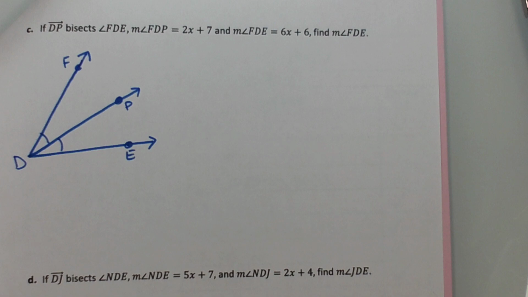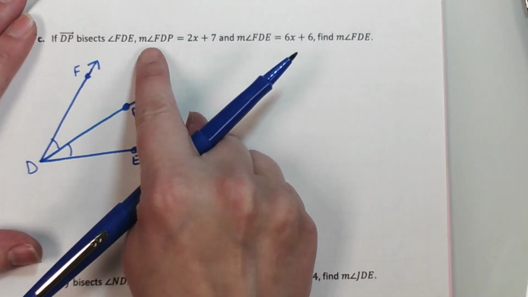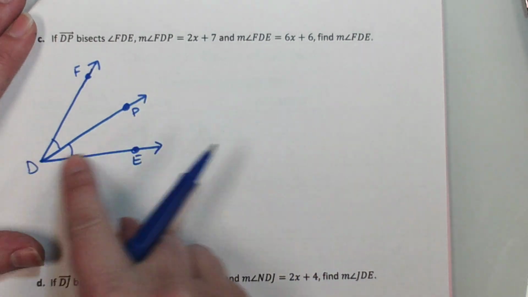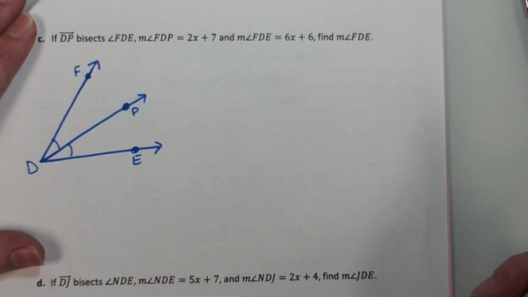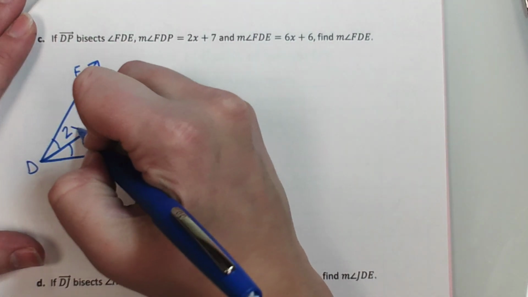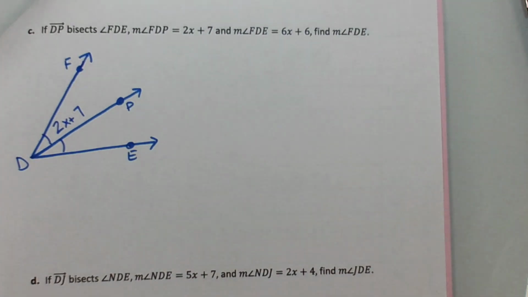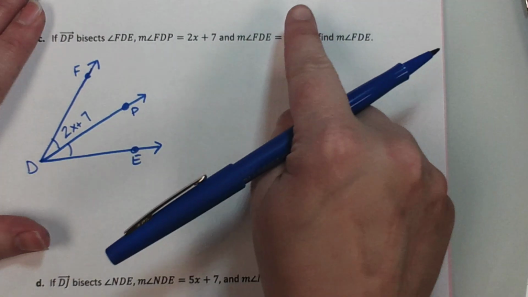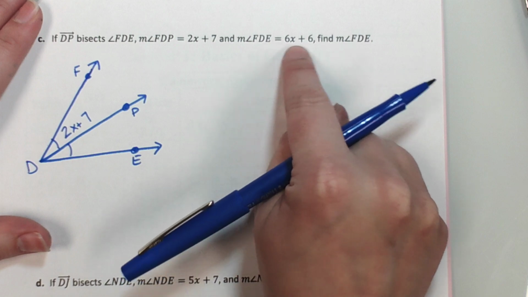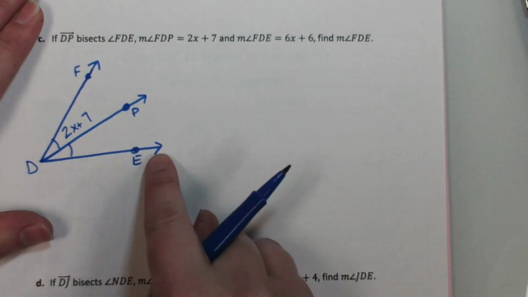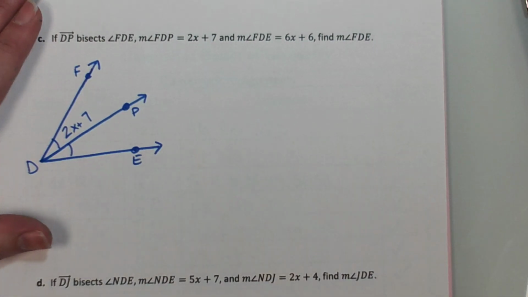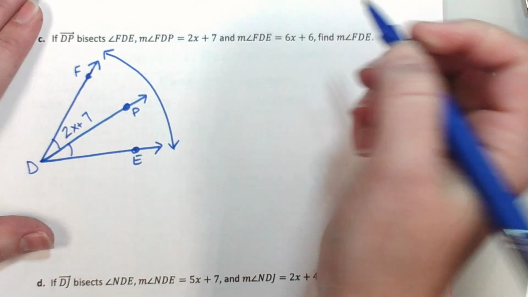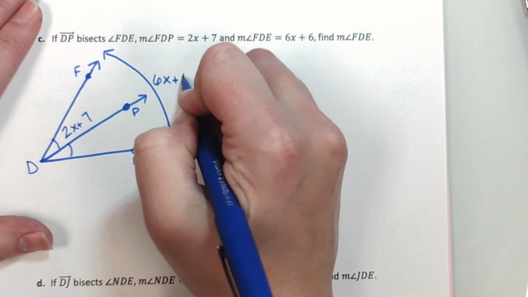Jerry, I'm told that the measure of angle FDP is 2x plus 7. Is that the first little one, the second little one, or the big one? First little one. Johnny, I'm told that the measure of angle FDE is 6x plus 6. Is that the second little one, or is that the big one? Big one. Yes. That's the one that goes all the way across.